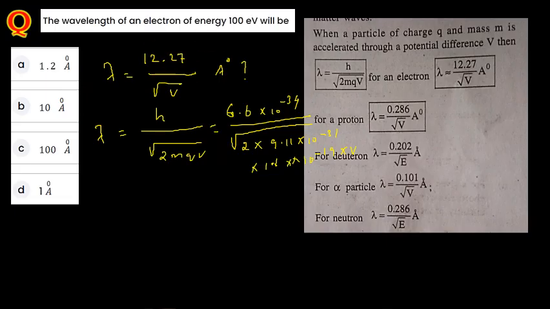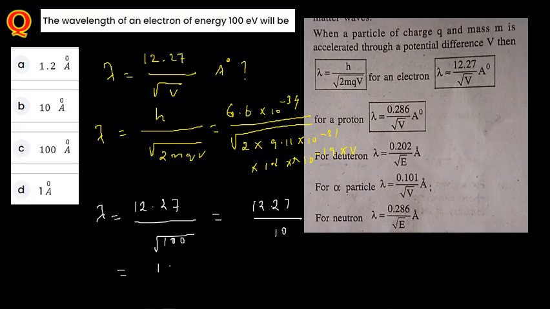Now from lambda is equal to, I substitute the value here: lambda is equal to 12.27 divided by square root of 100, since they have given 100 electron volt. So what you are going to have here is 12.27 divided by square root of 100, which is 10. So 1.23 is the wavelength here, in angstrom.